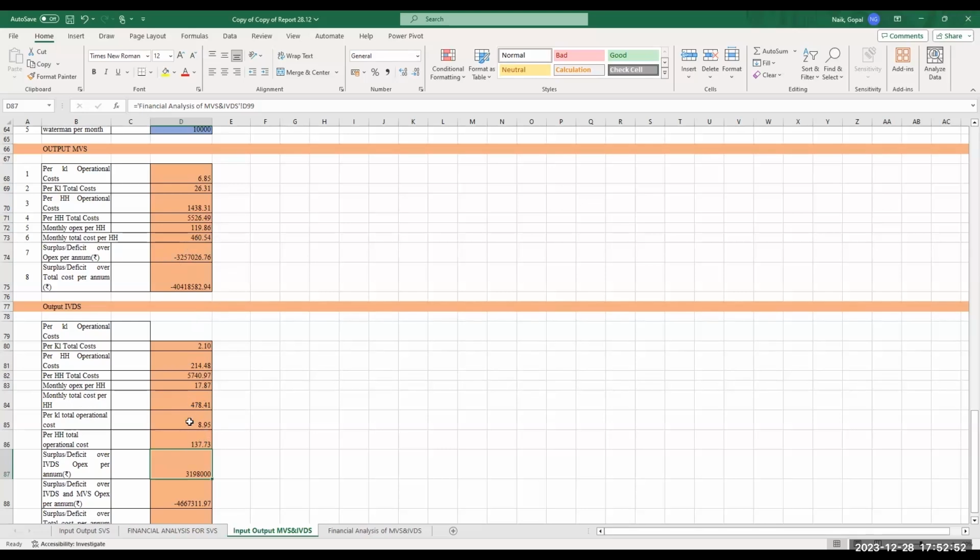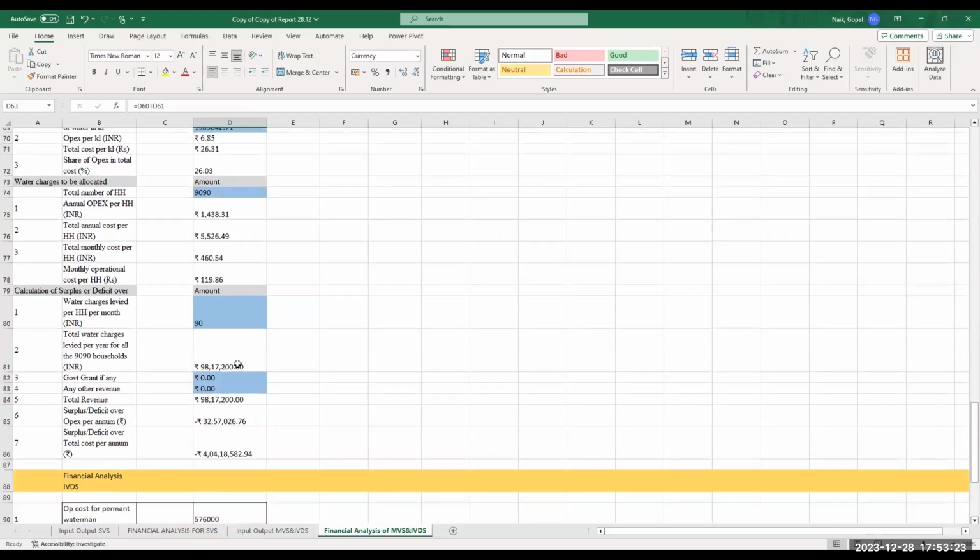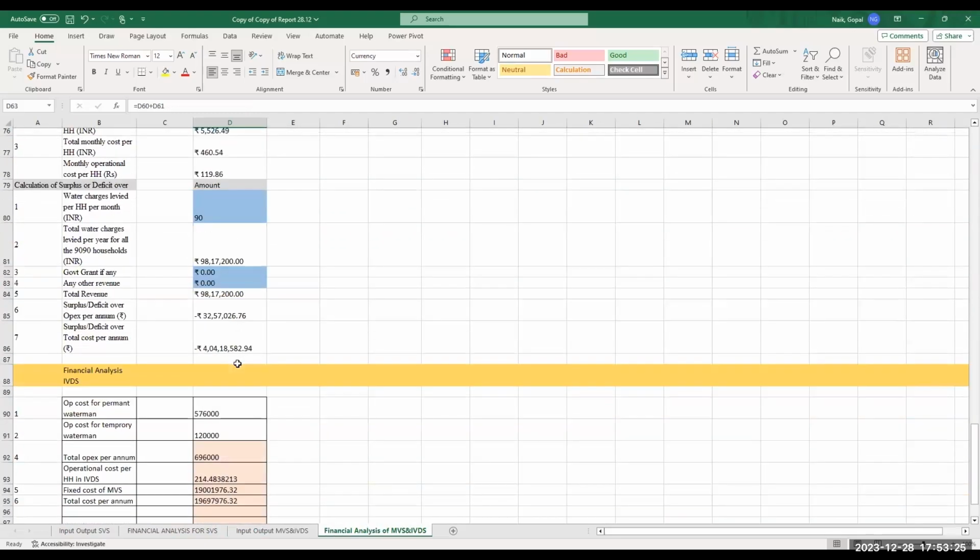So similarly, one can also get the per kiloliter total operational cost and per household operational cost. So these are the outputs that you can get. You can also look at if you need any other kind of measures or computation, that can also be incorporated. So this also has a background analysis. This is another sheet which actually computes, and there are formulas in this.